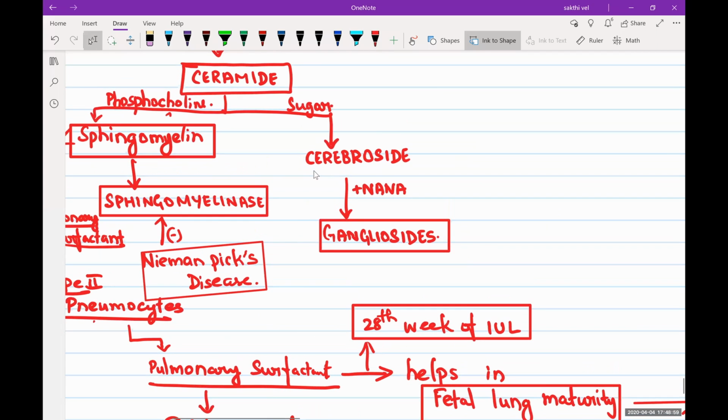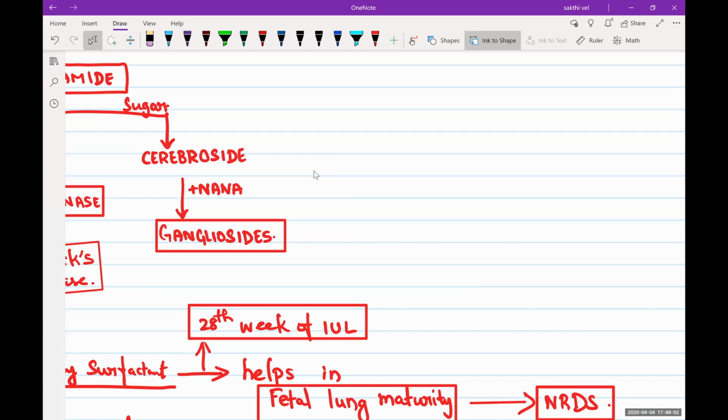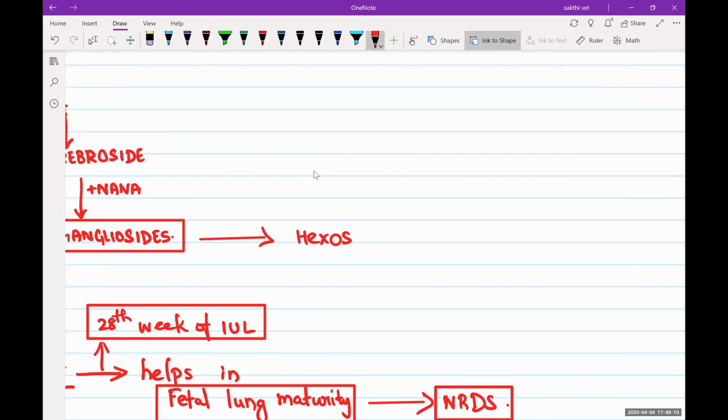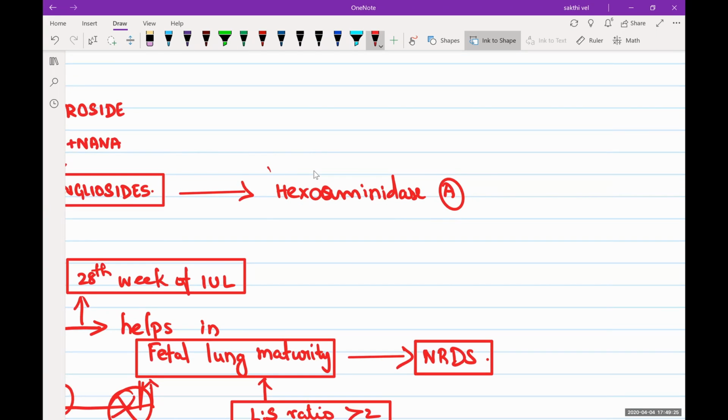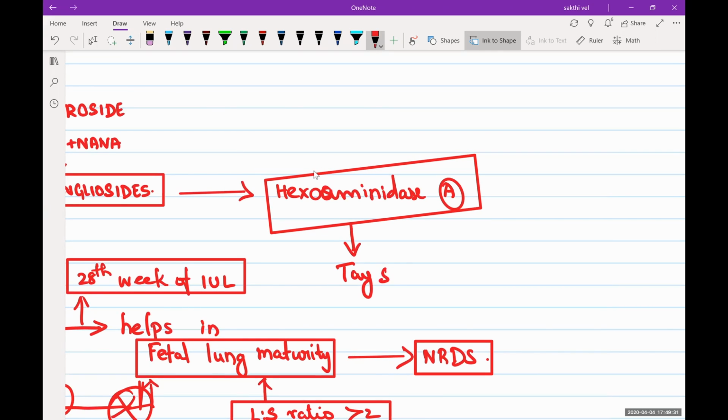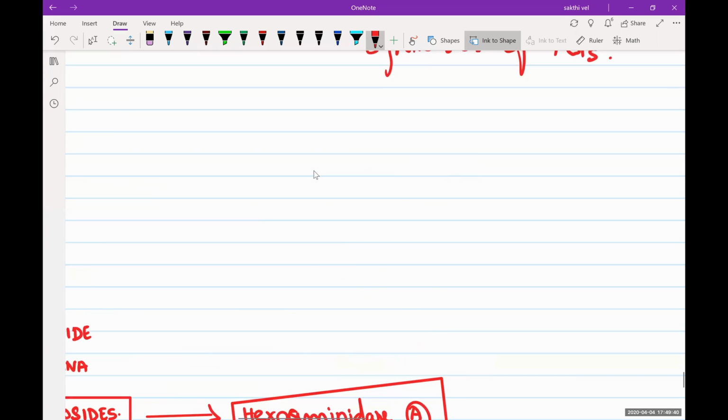Now we have seen sphingomyelin degradation. Now gangliosides can be degraded by hexosaminidase A or B. I would rather go for the A. Hexosaminidase A deficiency causes Tay-Sachs disease. What disease? Tay-Sachs disease. Okay. Hexosaminidase A deficiency causes Tay-Sachs disease.